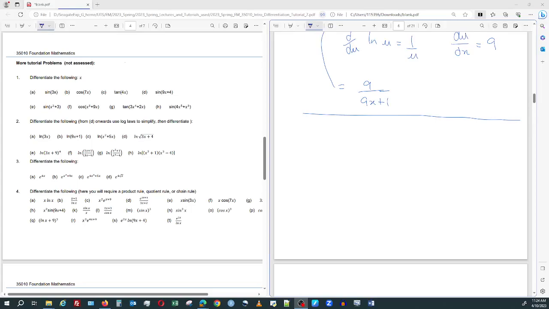Okay, so we're still on question 2. We've moved on to C. I just did an expression, so it's asking for the differential of the log of x squared plus 5x. So that's that part.